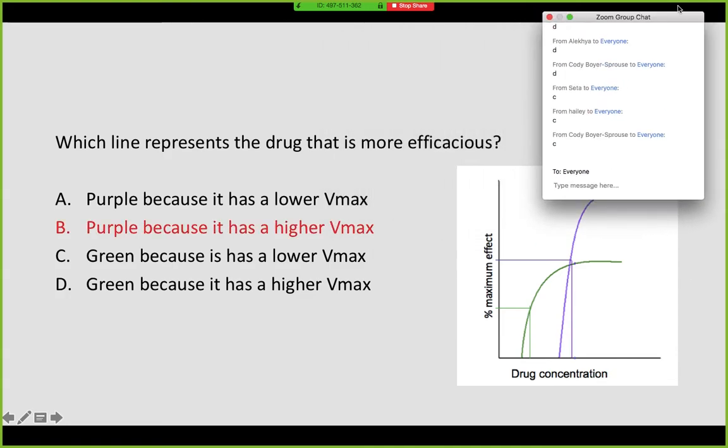And this graph is from her lecture, but which line represents the drug that is more efficacious? Sorry, gave it away for you. Yeah, so the purple line, because it has a higher Vmax. So which line is more potent? Right, the green line, and why? Right, because it has the lower EC50.